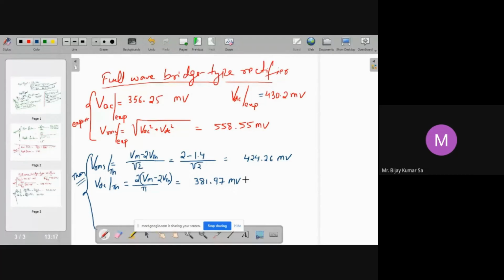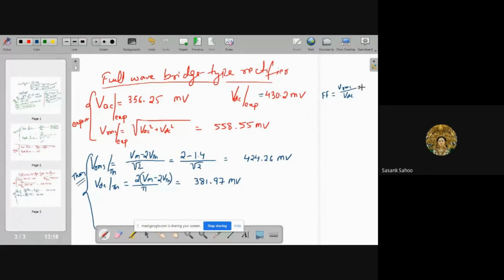So this is the VRMS and VDC from theory, this is VAC, VRMS and VDC from the experimental. So let us go for calculating the form factor and ripple factor. So form factor, from the experiment, it is giving us Vrms by VDC. Vrms by VDC कितना निकलता है बताओ?